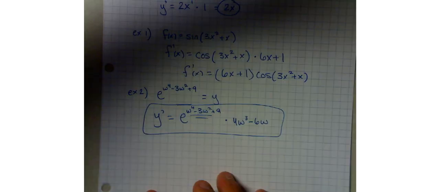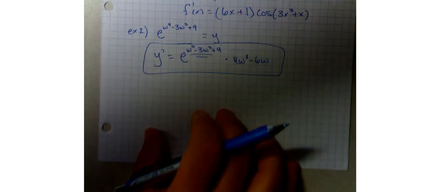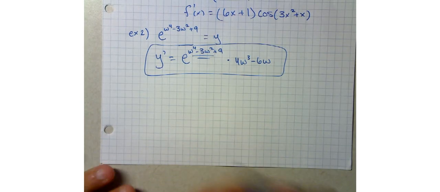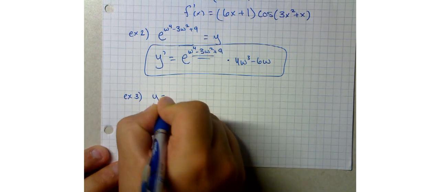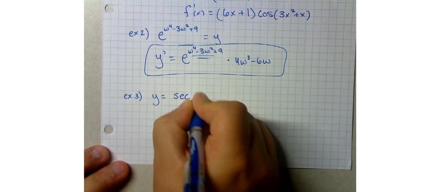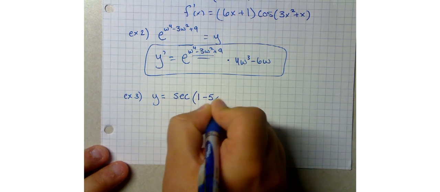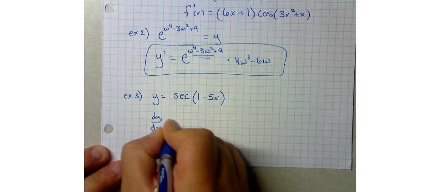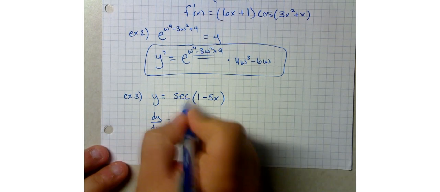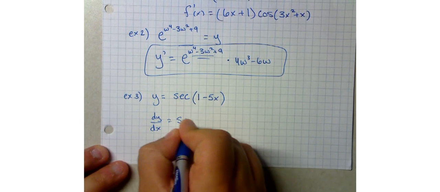You can do it with the secant function as well. Let's take an example, example 3. Y is equal to secant of 1 minus 5x. Then the derivative, dy dx, let's say, is equal to, take the derivative of secant, which is secant x tangent x.